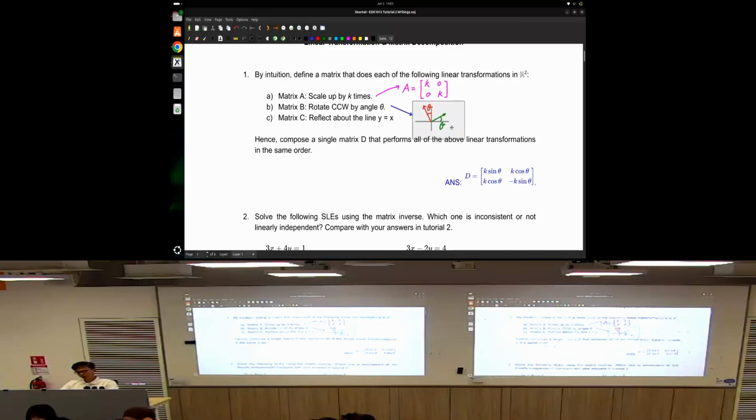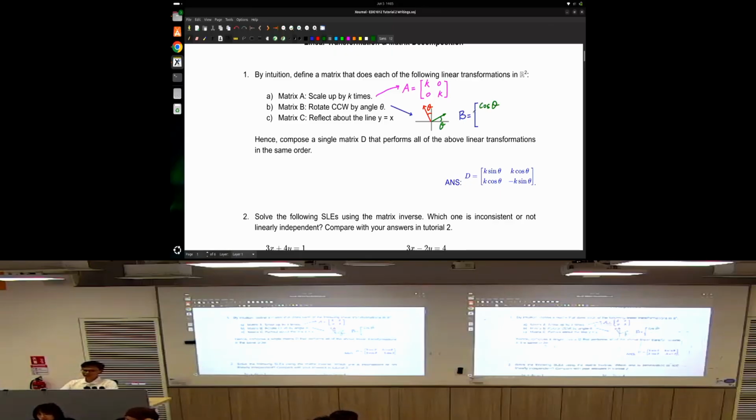Because you rotate counterclockwise by angle theta, i becomes this green vector, and then j becomes the red vector, of course with no change in the length or the magnitude. If you understand this, then you can write down the matrix B already. So the matrix B must be what? What is the i component of the green vector? The i component must be cosine theta. Correct or not? So therefore this will be cosine theta.